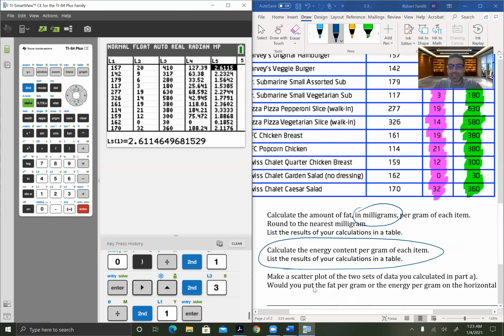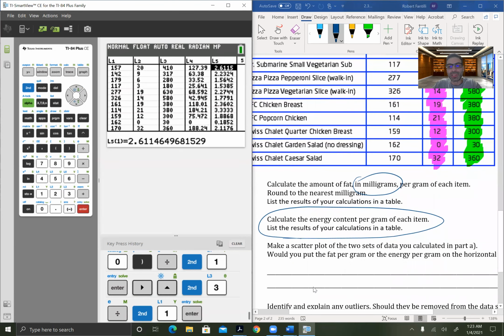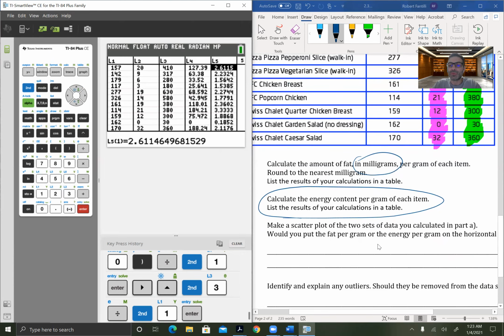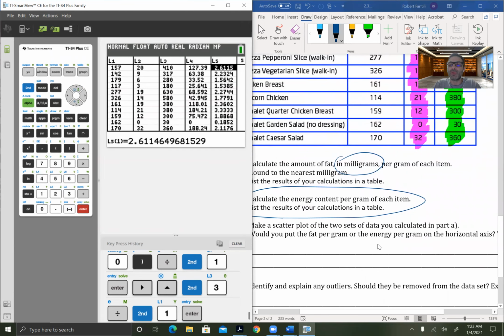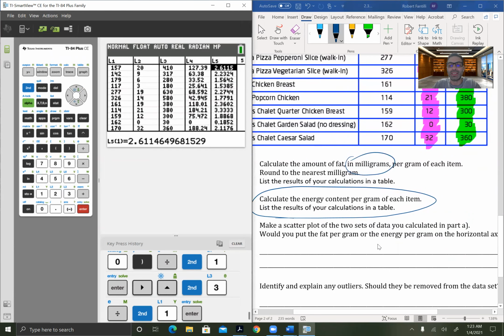Then it says make a table of calculations and a scatter plot. The calculations are already in a table for us. You can just copy this into a table if you want. And then it says make a scatter plot of the two sets of data you calculated in part A. Would you put fat per gram or energy per gram on the horizontal axis, and why?